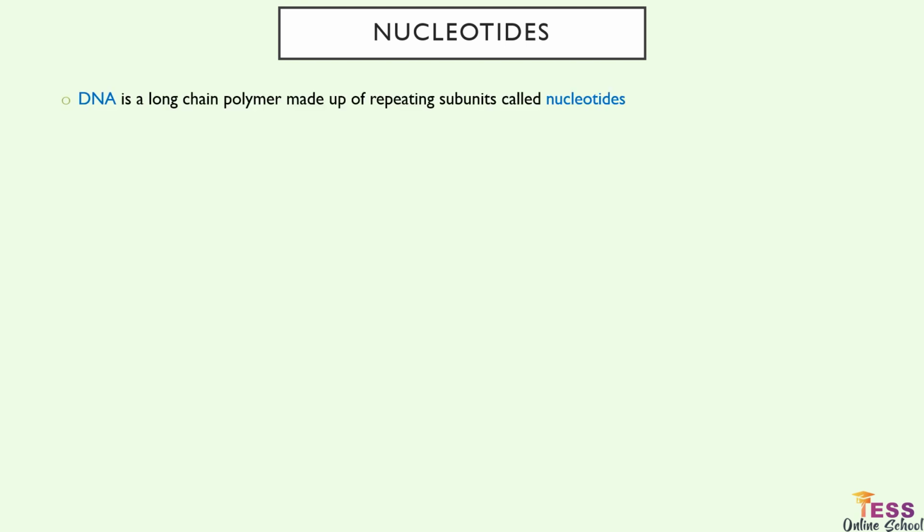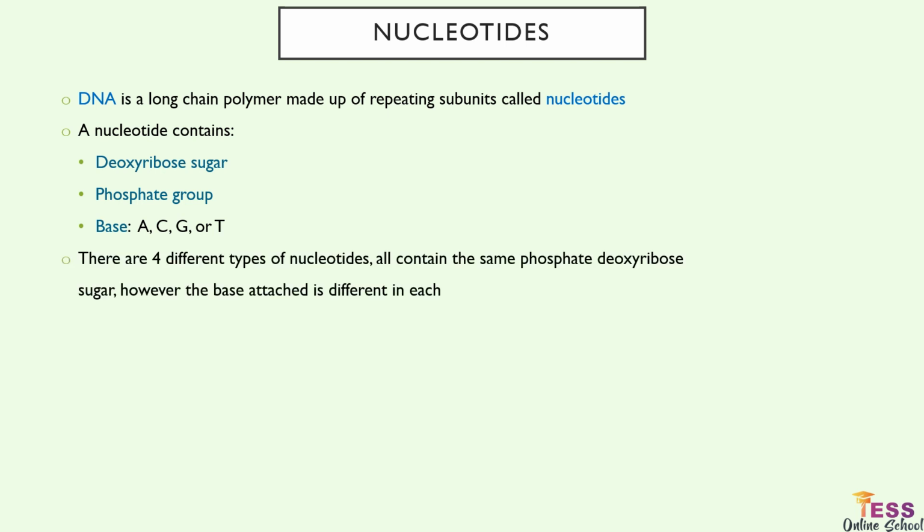Firstly, let's talk about what DNA is made up of. DNA is a long chain or a polymer made up of monomers called nucleotides. Each of these nucleotides is made up of a deoxyribose sugar, a phosphate group, and a nitrogenous base, either adenine, cytosine, guanine, or thymine. As you can see, there are 4 different nucleotides, but they all have the same phosphate and deoxyribose sugar, but the base can be changed.